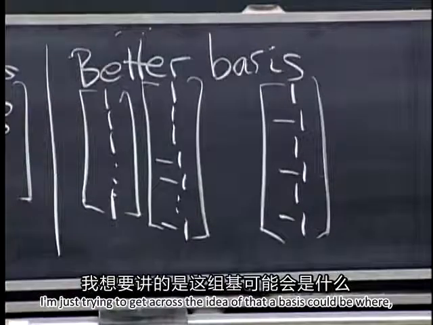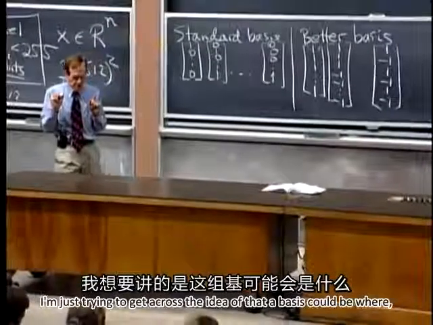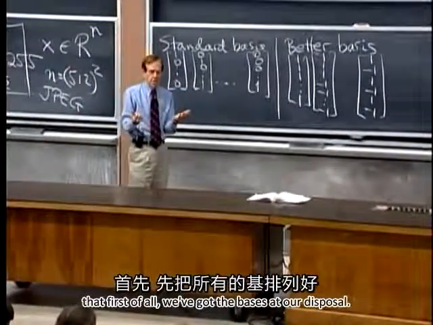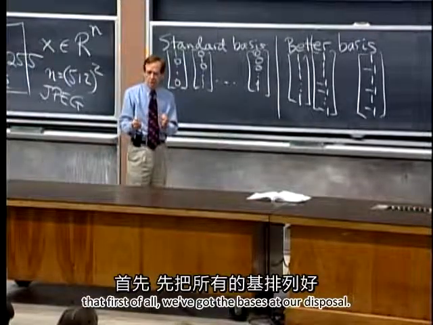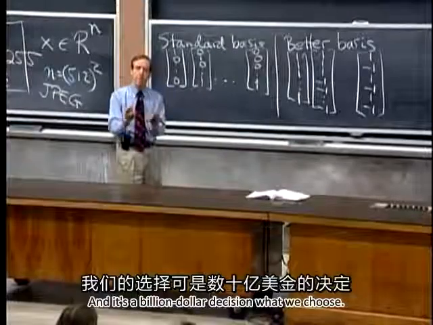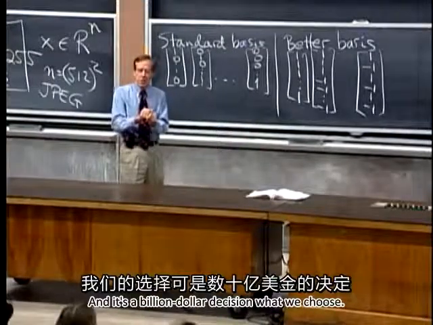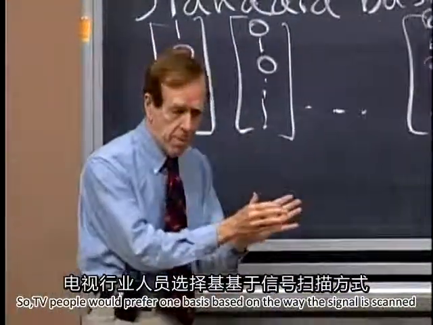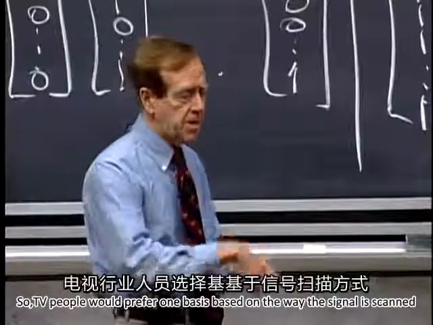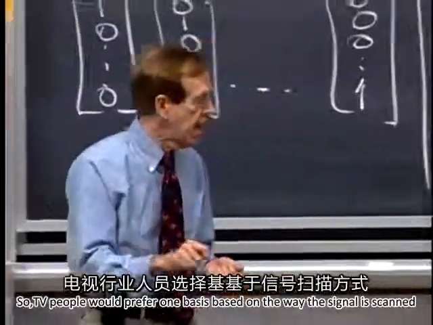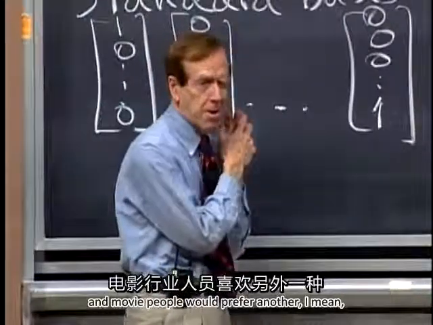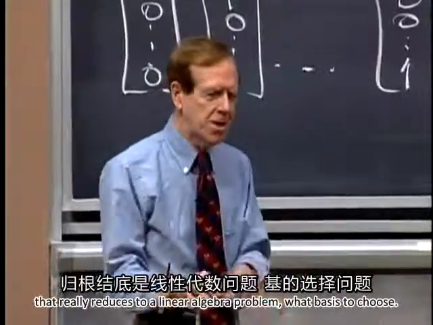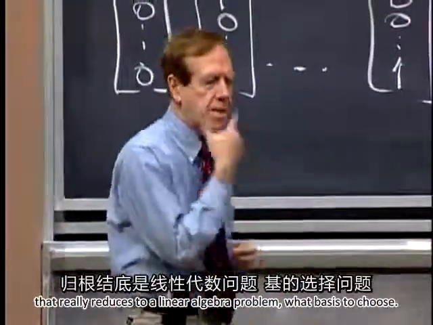I'm just trying to get across the idea that first of all, we've got the basis at our disposal. We're free to choose that. And it's a billion-dollar decision what we choose. TV people would prefer one basis based on the way the signal is scanned, and movie people would prefer another. There's giant politics in this question that really reduces to a linear algebra problem: what basis to choose.